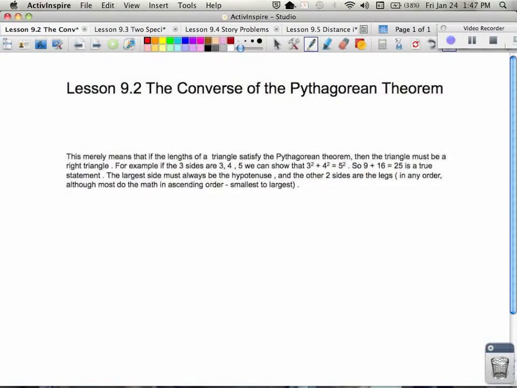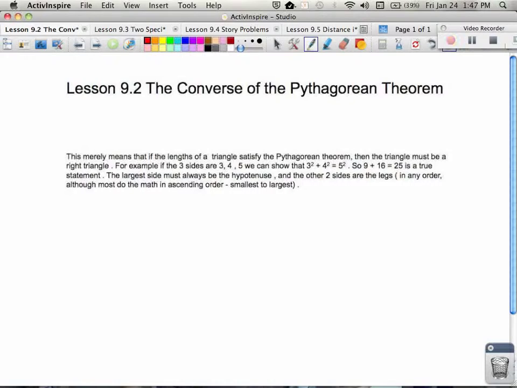In lesson 9.2, we talk about the converse of the Pythagorean theorem. This merely means that if the lengths of the triangle satisfy the Pythagorean theorem, then the triangle has to be a right triangle. The regular Pythagorean theorem says that in a right triangle we have a squared plus b squared equals c squared. This is saying the reverse, that if we do have a squared plus b squared equals c squared, then we have a right triangle.